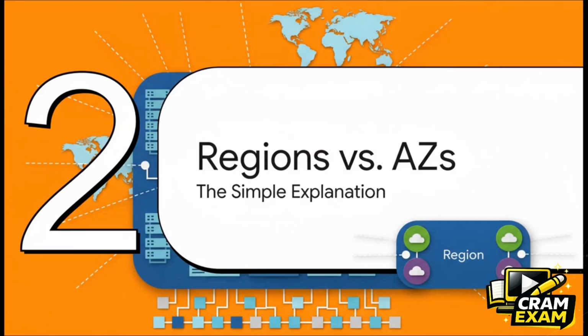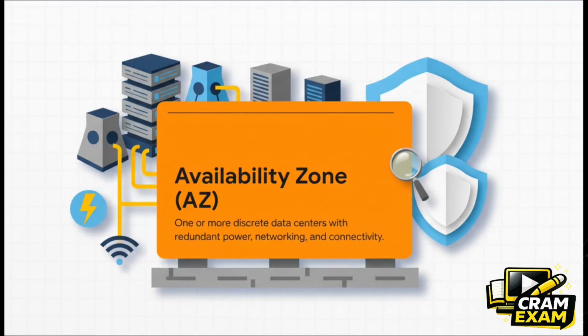So, what are these things anyway? The easiest way to get it is to think about it from the ground up. We're going to start with the smallest piece, the most basic building block, and then zoom out from there. Okay, first up, we've got the availability zone, or what you'll see called an AZ. Don't worry about all the official jargon. Just think of an AZ as a single, super reliable, totally isolated location. It's basically one, or maybe even a few, massive data centers, all built to handle failures. This is the bedrock, the foundation of everything.